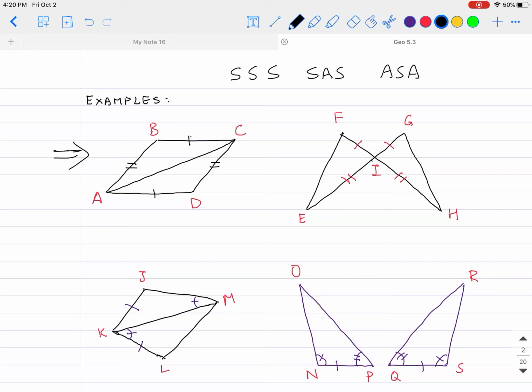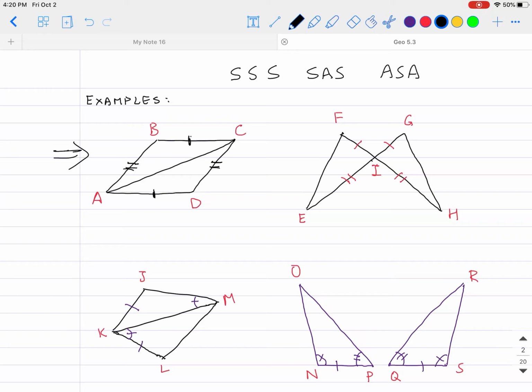So let's take a look at the first example. Here in the first example, you have triangle ABC, and then you also have triangle ADC. Now note that AD is congruent to BC because of those dashes to indicate they're the same.